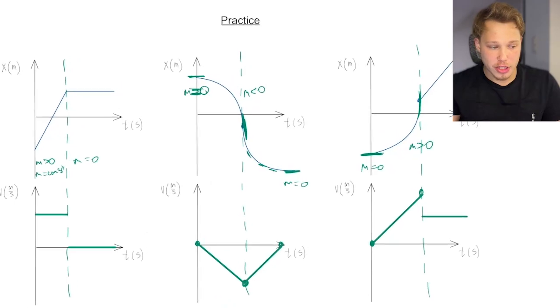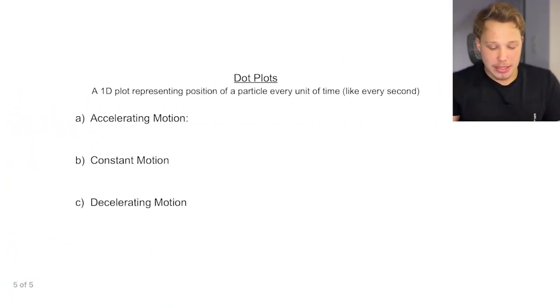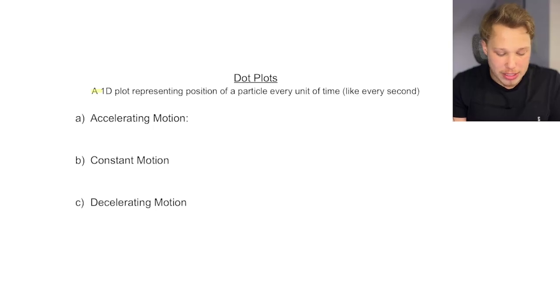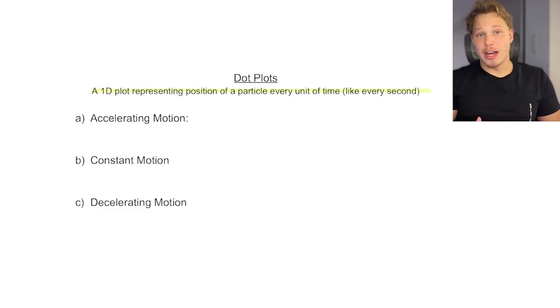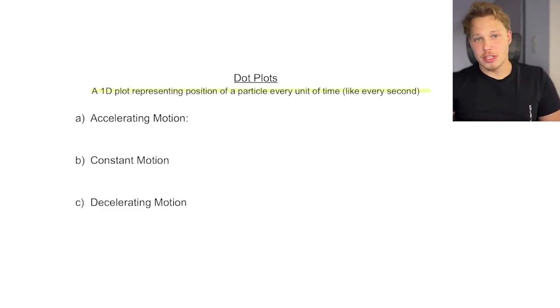But before we finish this video, let's quickly go over something called dot plots. You might not see it in your class, and if you don't, you can skip this part. But dot plots are just a different way to represent motion. So it's basically a one-dimensional representation of the position of a particle at every unit of time. So for example, you put a dot every second.